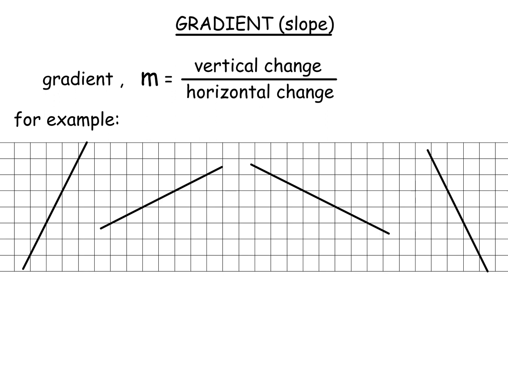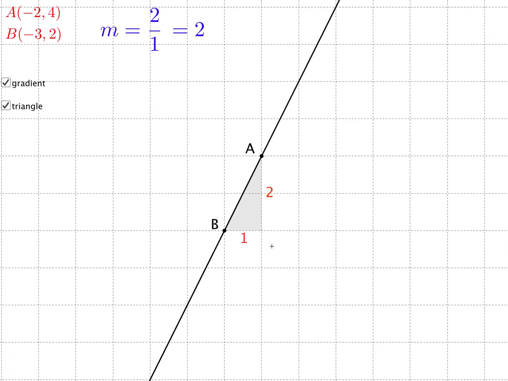To give a measure to gradient, we put how much a line rises vertically compared to how far it has moved horizontally. So for example, in this line between the 2 points A and B, for moving one box horizontally, the line has risen 2 boxes vertically. So if we put the vertical 2 over the horizontal 1, we get the gradient to be 2. M, lowercase m, represents the gradient. So this reads as gradient is 2.